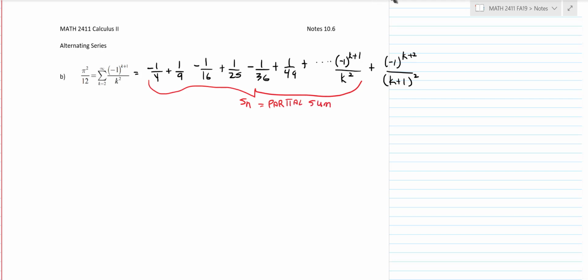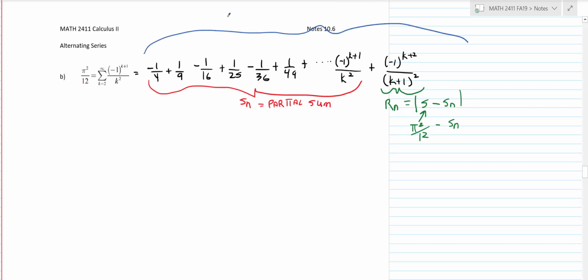Okay, and what does this represent? That is the remainder of n, which is s minus s of n. This is the actual value. The actual value of this series I gave you is pi squared over 12. And then this would be the s of m, whatever that partial sum is. And the whole entire thing is what s is. So the actual sum of that series is pi squared over 12.